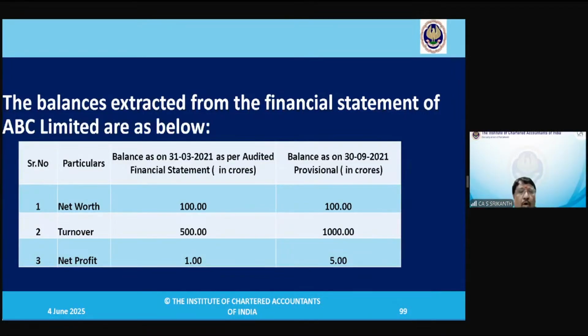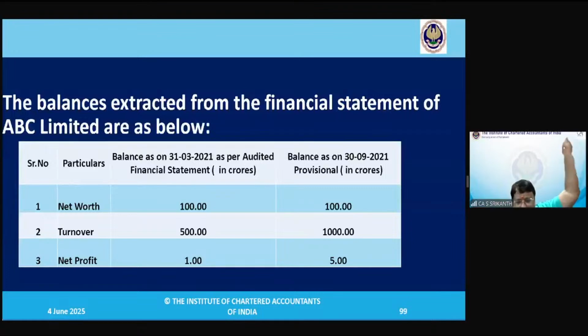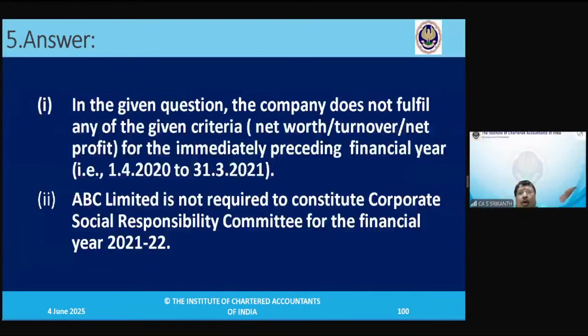Net profit 5. Now, say in October 21, I am considering whether CSR is applicable to me, at the board meeting. You can boldly say it is not applicable for 31/3/21. For 31/3/22, it will be applicable. You got my point? As on 31/3/21, no. But for 31/3/22, turnover will be more than 1,000 crores and net profit may be more than 5 crore, so it may be applicable. But for 31/3/21, no. The previous financial year does not fulfill the criteria. Therefore, it is not required to constitute the committee.